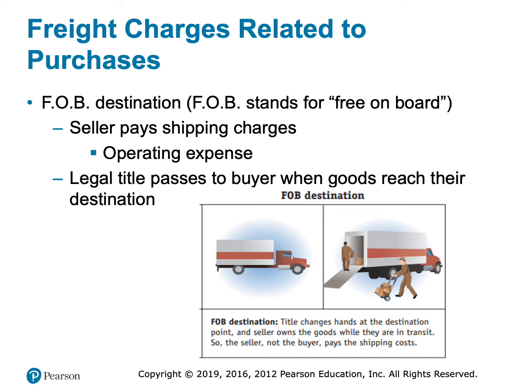So if the inventory or the purchases are shipped what's called FOB destination, then that means that the seller is paying for the shipping charges, and therefore the seller will include the shipping charges as an operating expense. This also means that the seller owns the goods while they are in transit. They own them until they reach their destination.